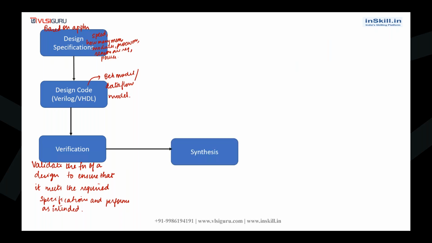And after that, we have the synthesis stage. During the synthesis stage, the behavioral and data flow level model code will be converted to structural form, or we can call it the technology node specific gate level netlist.